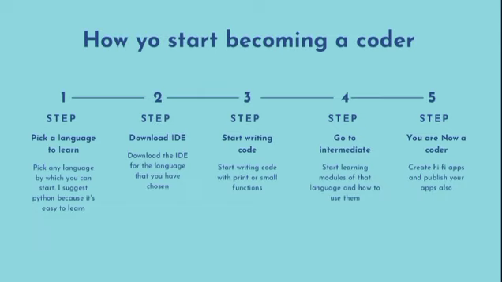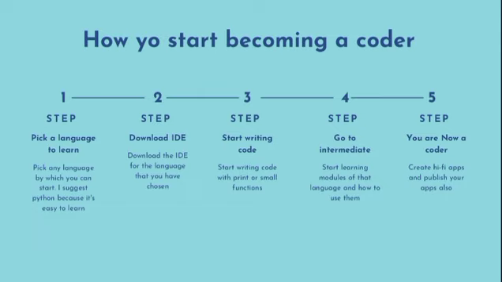Okay, so start writing code is step 3. Just write print functions or any other short, small functions which can be in 1 to 2 lines. Okay. Then the fourth is go to intermediate. It means you need to know how to use modules, okay, and other languages to learn.